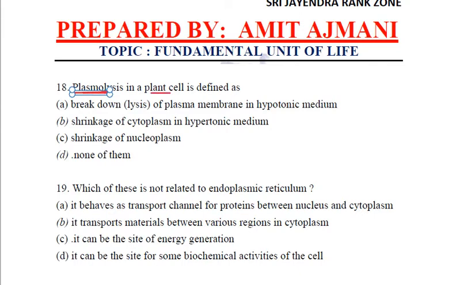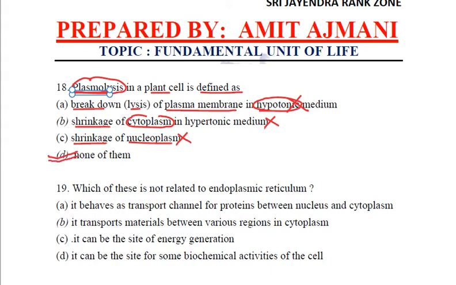Plasmolysis in a plant cell is defined as. Now what is plasmolysis? Let us see. The four options given to us are: breakdown or lysis of plasma membrane in hypotonic medium. No. Wrong. Is it the shrinkage of cytoplasm? No. Cytoplasm doesn't shrink. Is it the shrinkage of nucleoplasm? Again, no. So the correct option is none of them.